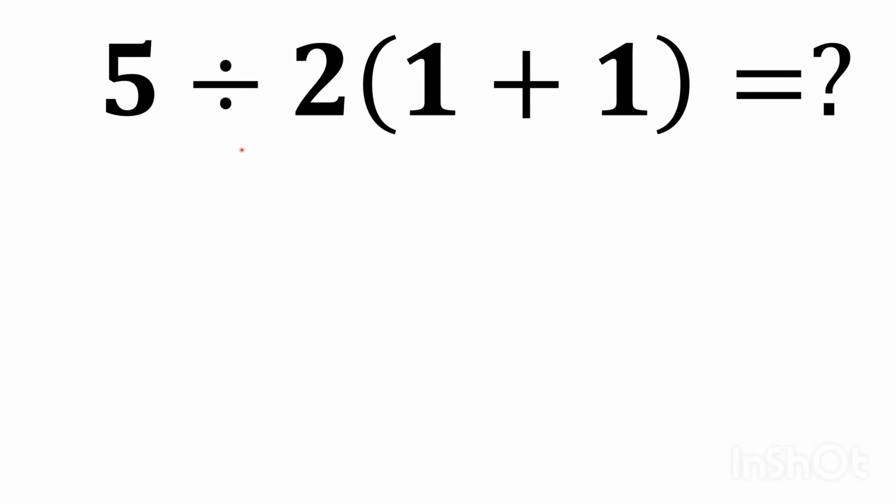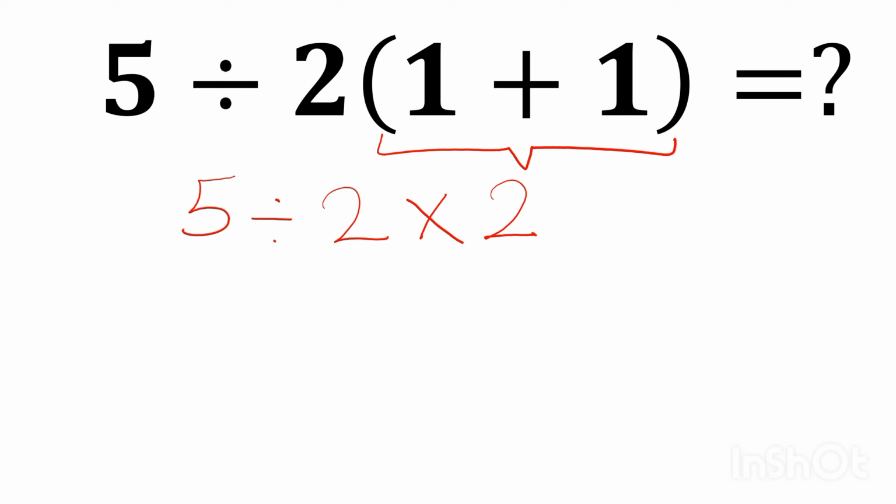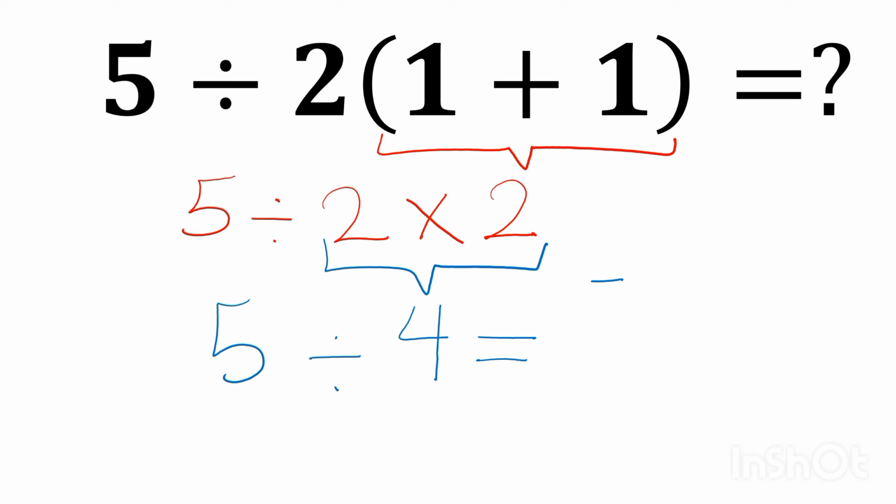The question today is this: 5 divided by 2 times (1 plus 1). First, inside the parentheses we solve. 1 plus 1 becomes 2, and the expression becomes 5 divided by 2 times 2. Then 2 times 2 becomes 4, and as a result 5 divided by 4 becomes 5/4. But this answer is completely wrong because we did not pay attention to the PEMDAS rule.